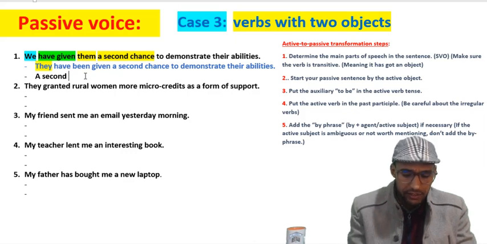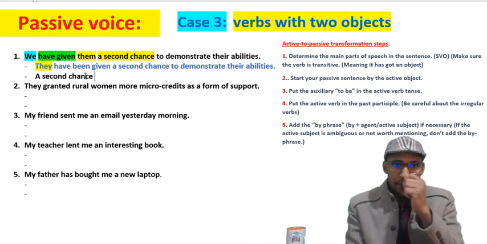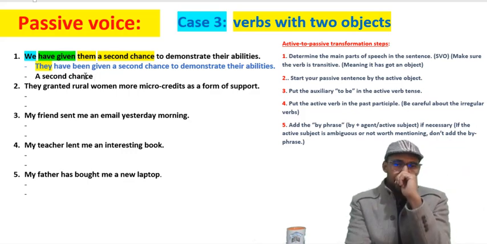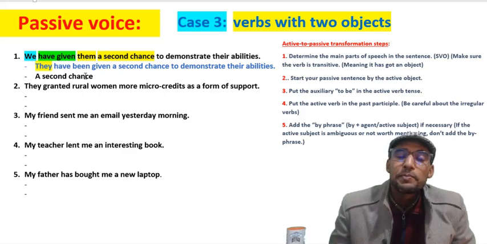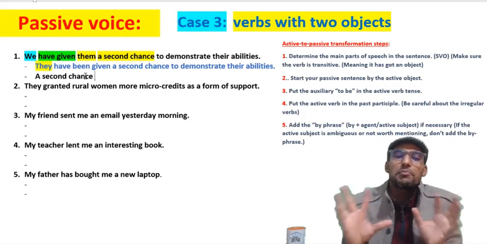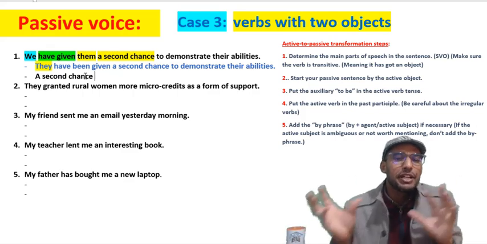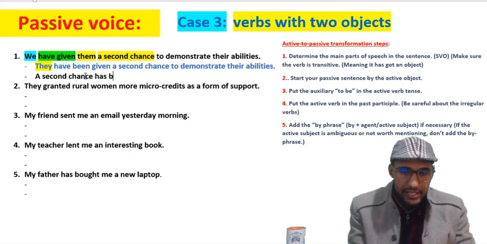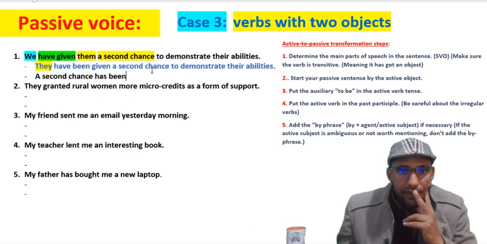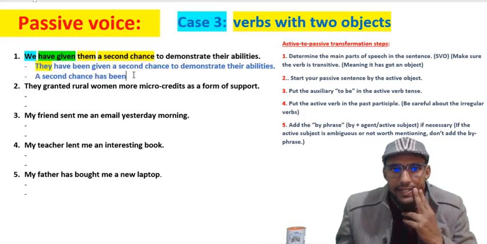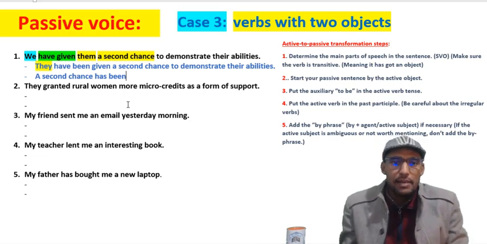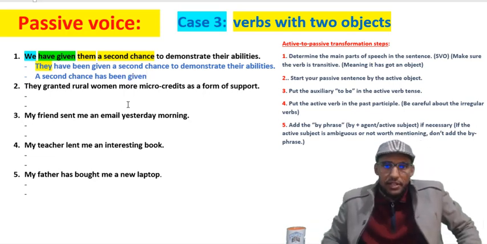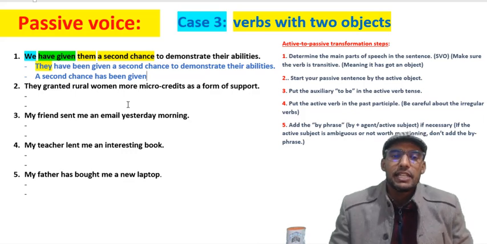Now we started with a second chance. Pay attention: second chance has become the subject of our statement, so we should bear in mind subject-verb agreement. Second chance is singular, so I'm not going to say have. We say has, has been. Let me color-code this statement: a second chance has been, plus always the past participle of the verb, given. A second chance has been given.